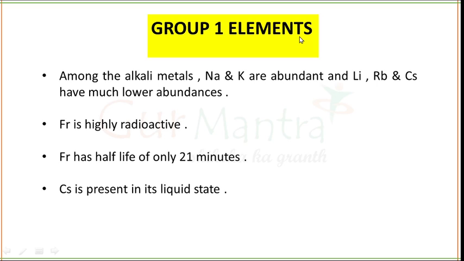Next is the group 1 elements. First of all, we will study the group 1 elements, their physical properties and chemical properties. Then we will move forward to the group 2 elements. Among the alkali metals, sodium and potassium are abundant, which means they are found in very high ratio in nature. While lithium, rubidium and cesium have much lower abundance in nature.